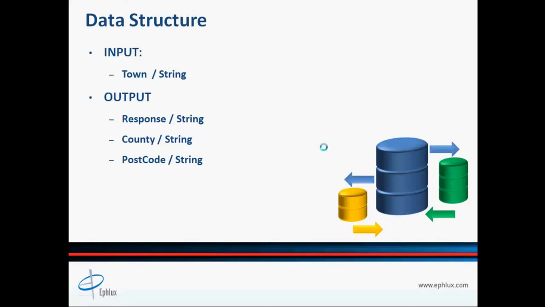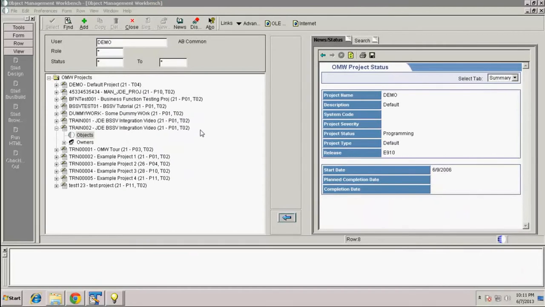Okay, so now with that pretty much laid out, let's move right inside Object Management Workbench and see how we are going to create this data structure. Here you can see we are logged in to the Fat Client. I've already created a project here. So let's begin with the creation of our data structure.